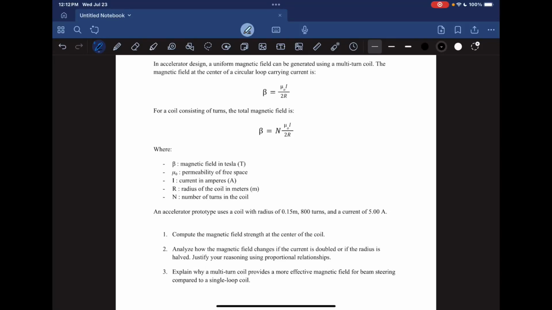Hello everybody, I've got another physics video for us here today. Today we're going to be talking about magnets, current carrying loops, a little bit more about Lorentz force, all sorts of stuff. So let's jump right in.